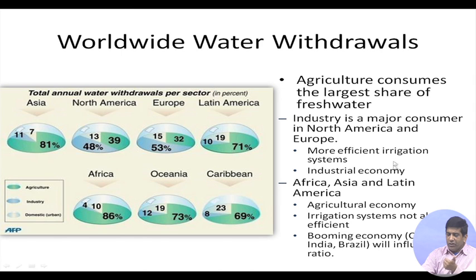Industry is a major consumer in North America, and they also have more efficient irrigation systems. Africa, Asia, and Latin America are still agricultural economies. The irrigation system is not always efficient. We are having a lot of losses, and there are booming economies in China, India, and Brazil, which will actually influence this ratio in coming years.